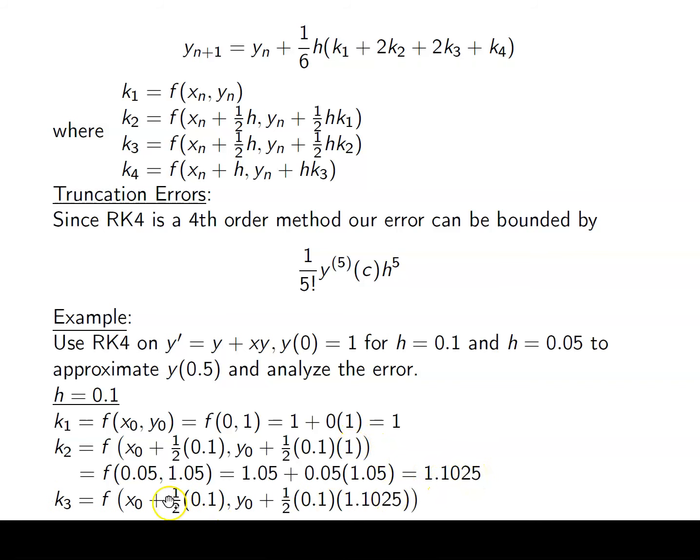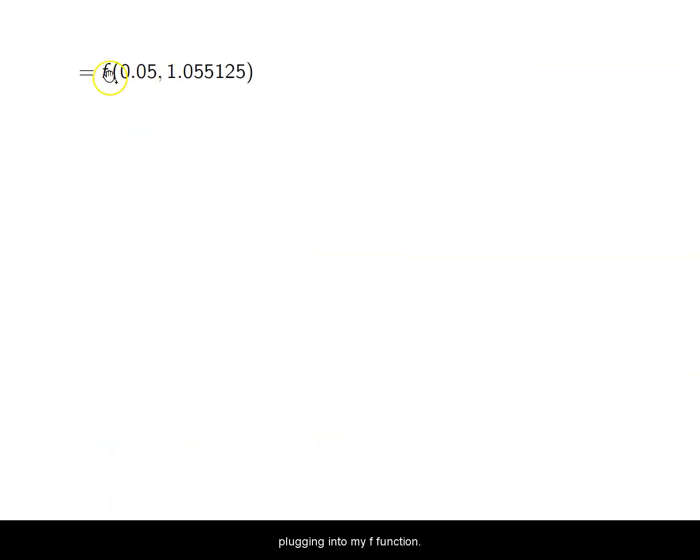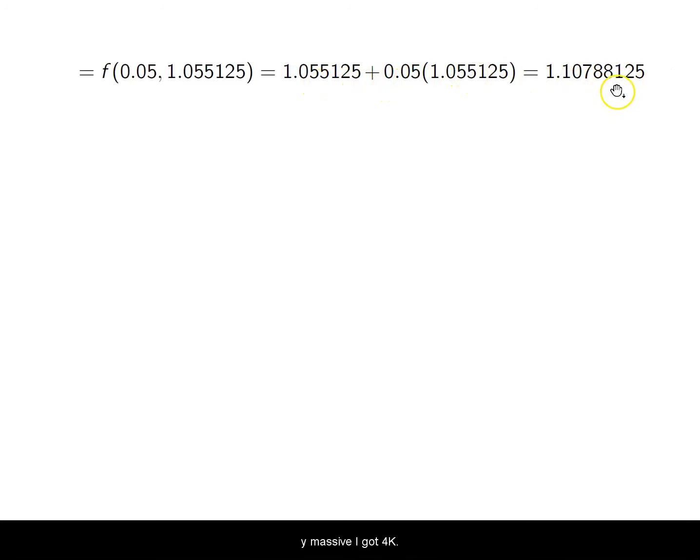Okay. So notice it's almost the exact same thing as K2, but for the output of K1, it's no longer 1. It's the output that I had for K2, 1.1.5. So I can plug in these values to figure out the values I'll be plugging into my f function. So this is what I'll be plugging in. So y plus x times y, and that's the value I got for K3.